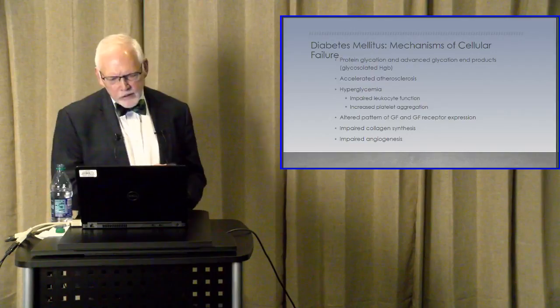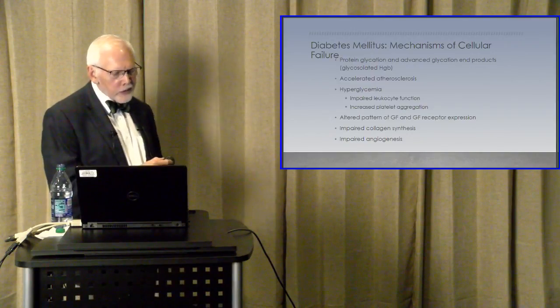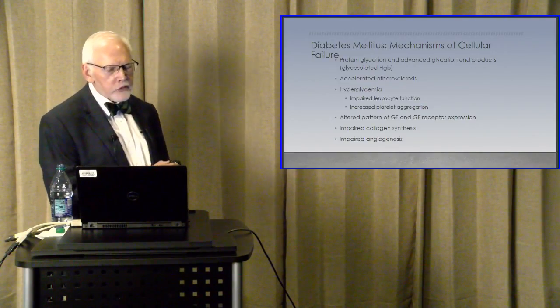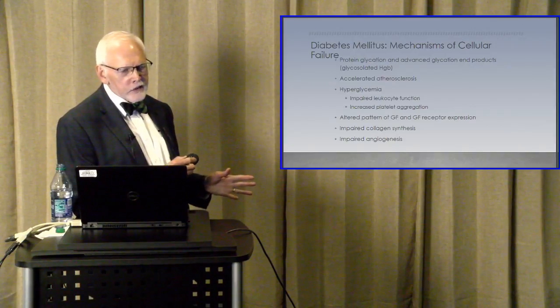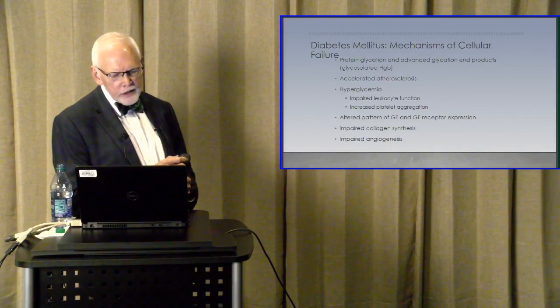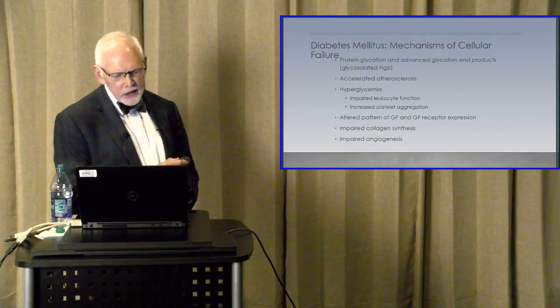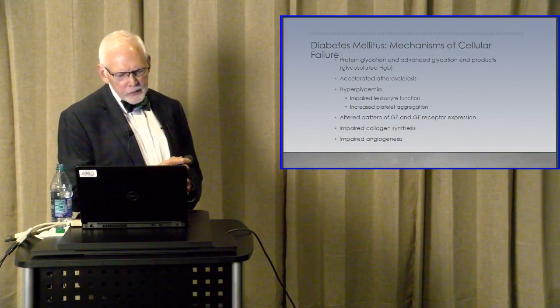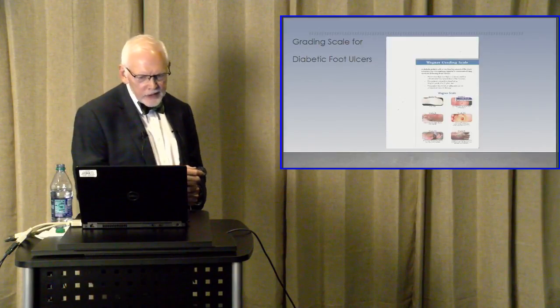They don't form collagen well. Fibroblasts normally form type 3 collagen in wound healing, and eventually it becomes type 1 collagen, which is the most common collagen in the body. And there's also impairment of angiogenesis.